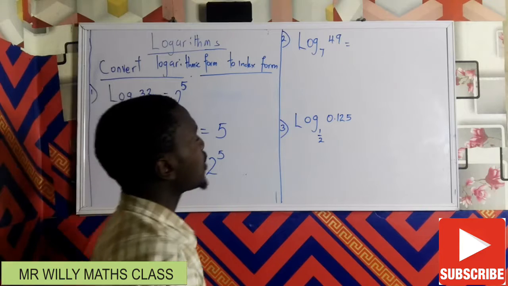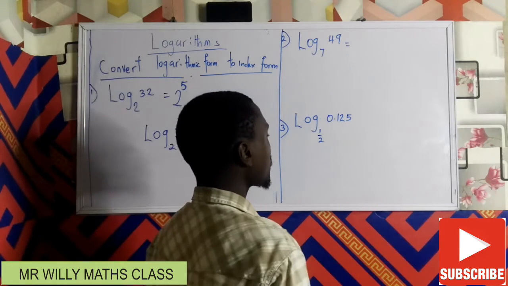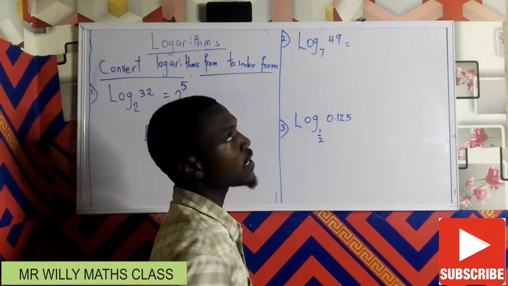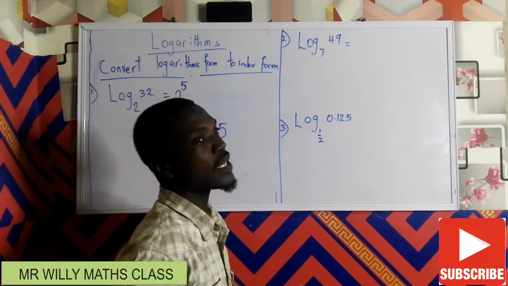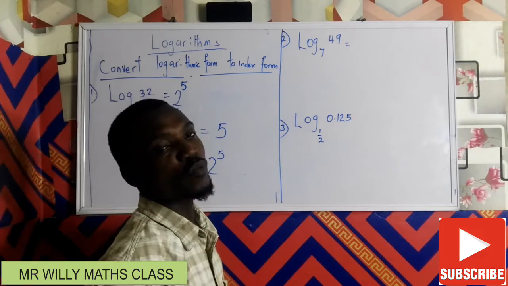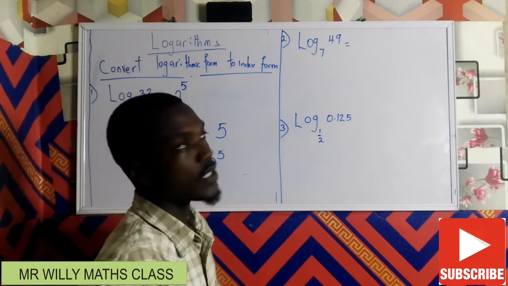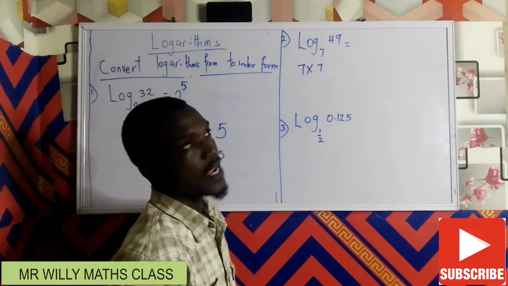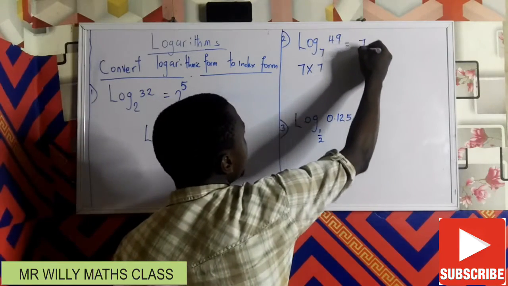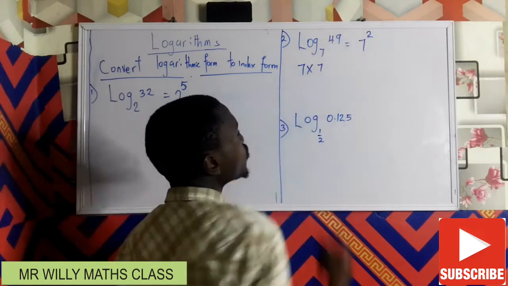Now if you look at this, log base 7 of 49, change it to index form. What does log base 7 of 49 stand for? It simply means, how many times do I have to multiply 7 to get 49? 7 times 7 will give us 49. It means that 7 raised to power 2 will give us 49.